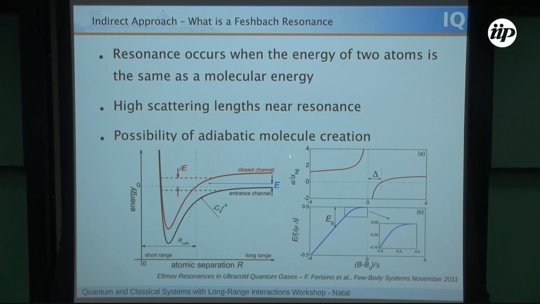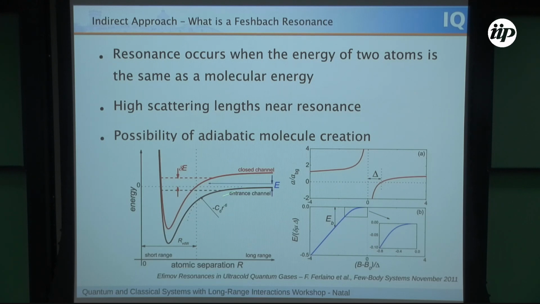So what you do instead is you first prepare a molecule that's very loosely bound, but much closer together than two completely free atoms would be. And you do that with a Feshbach resonance. A Feshbach resonance is pretty simple to explain. If your atoms are coming in at this energy here, which is the entrance channel, they will of course bounce off this potential and leave again, because that's the energy they have.